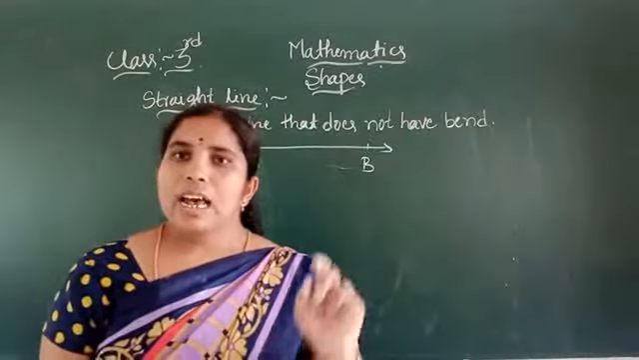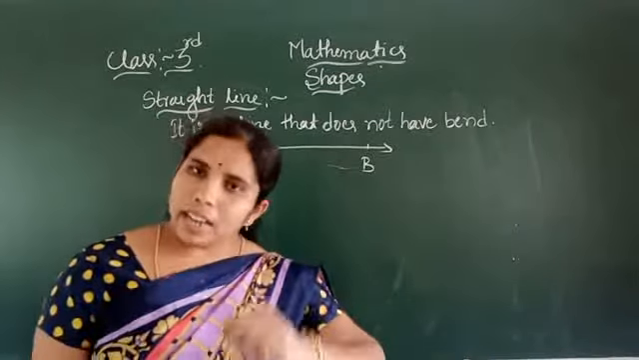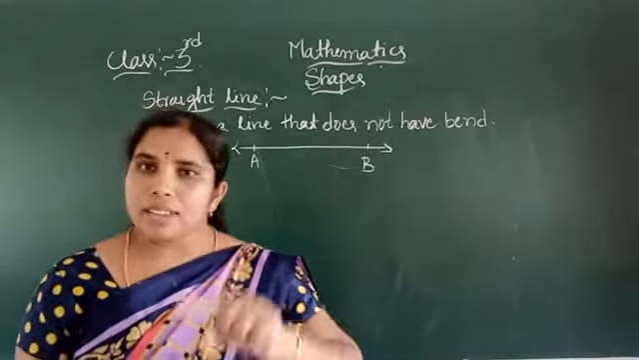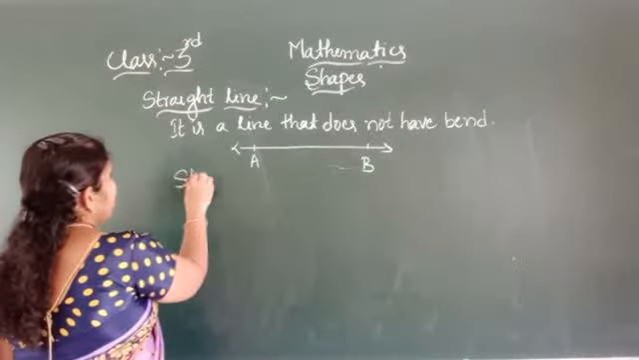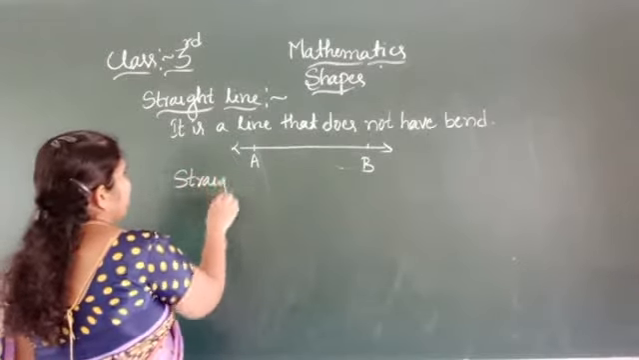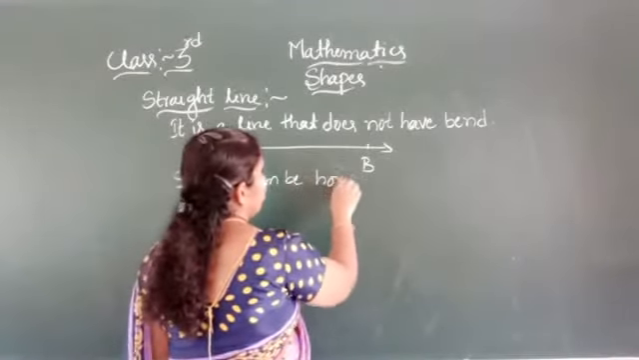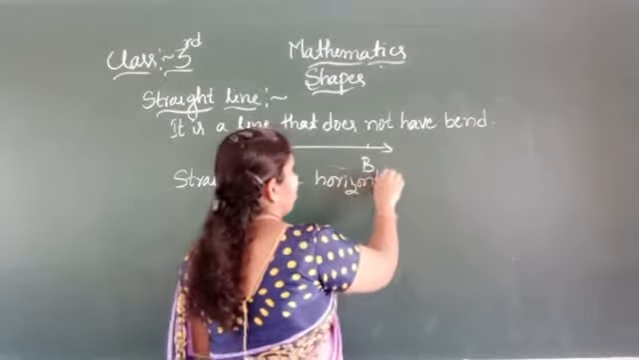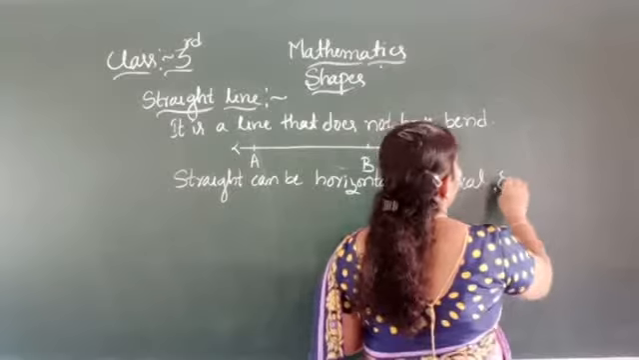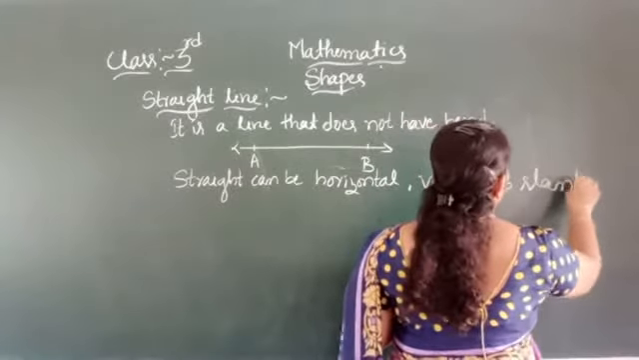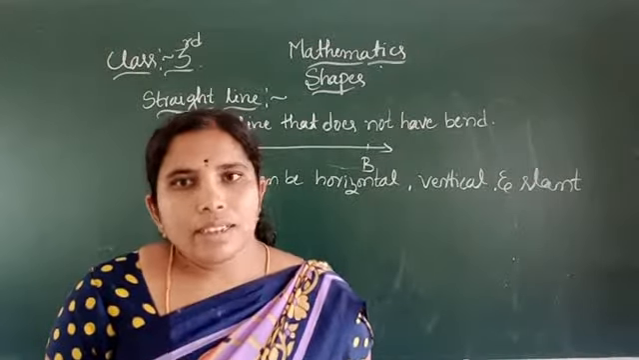Do you understand? That straight line can be horizontal, vertical and slant. Straight line can be horizontal, vertical and slant.